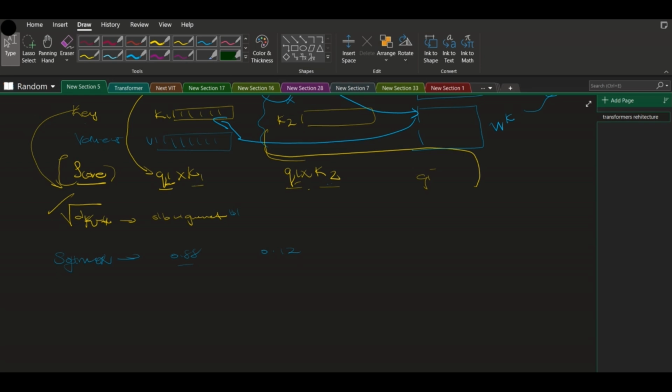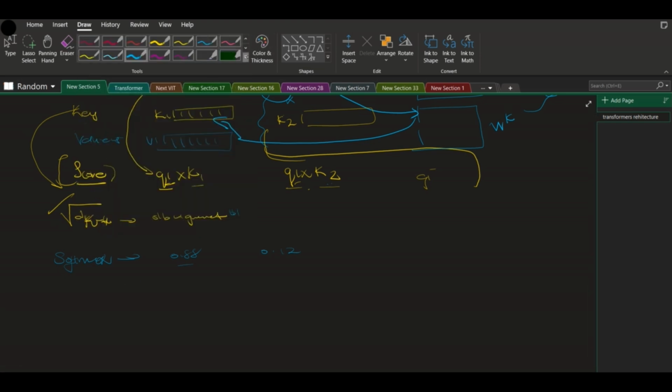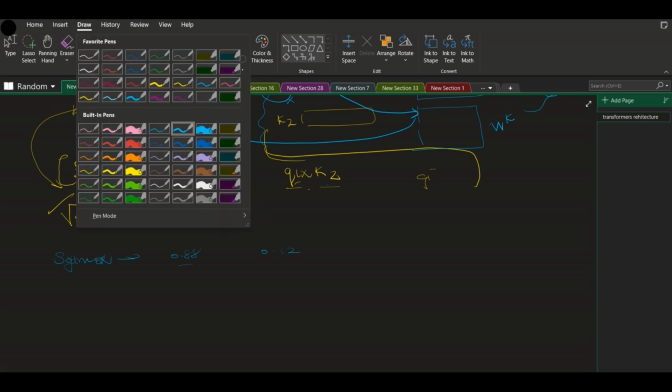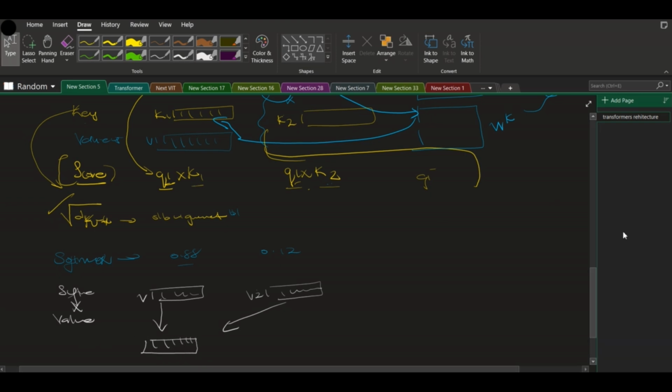Then the last step is to take this score that we just got and multiply it by the value. I'm just going to change the color, select white. So we take the softmax score, multiply this by the value, and we get the v1 output, the v2 output. Then we sum all of these things to get the output.